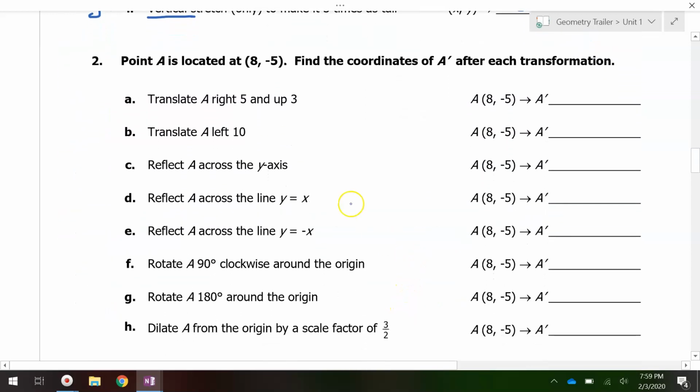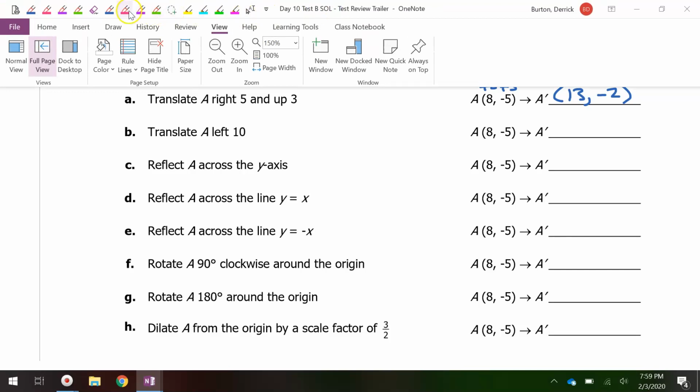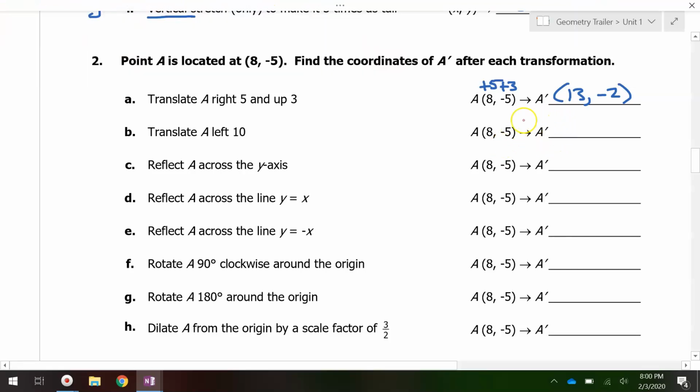Problem number 2. Point A is located at (8, -5). Find the coordinates of A prime after each transformation. Right 5 and up 3. So right 5 is going to be plus 5, and up 3 is going to be plus 3. So that's going to give us (13, -2). I'm just combining these like terms, if you will. I think I'll switch colors in between each problem so you don't get confused.